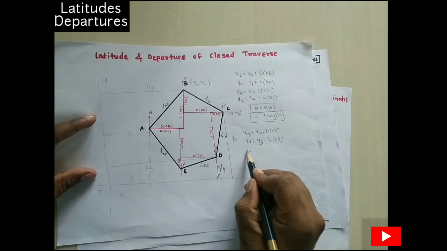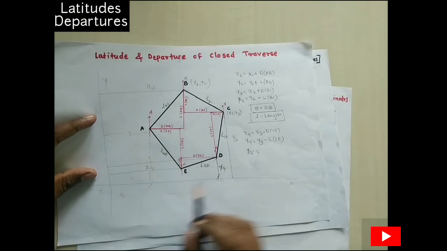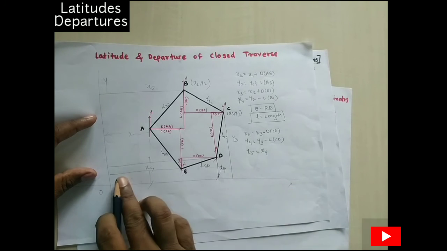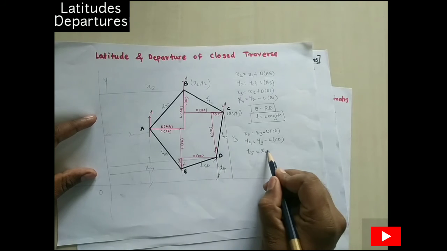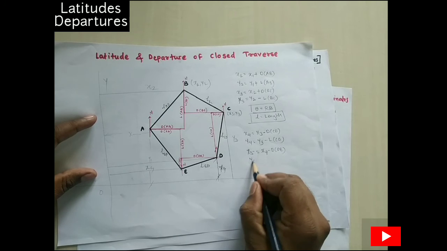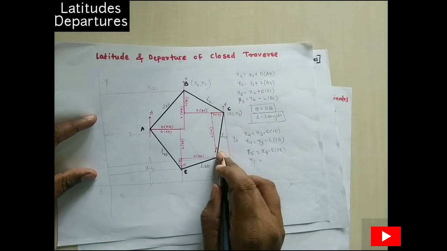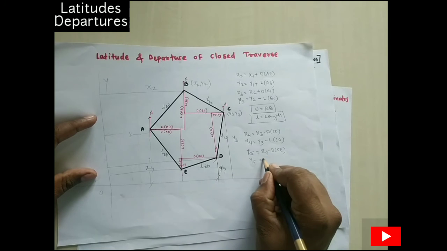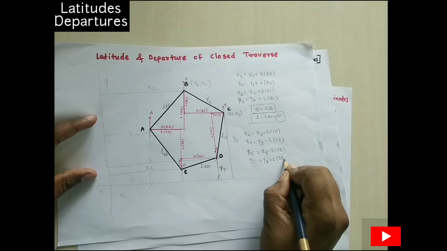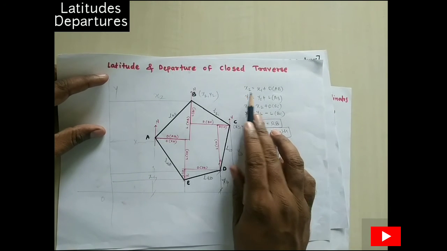Now about x5. Okay, now x5, from each direction, I will use x4 minus departure of DE. And y5 is equal to, up to y4 I know, then I will directly use y4 minus latitude of DE. Okay, so in this way you can calculate the value of coordinates.